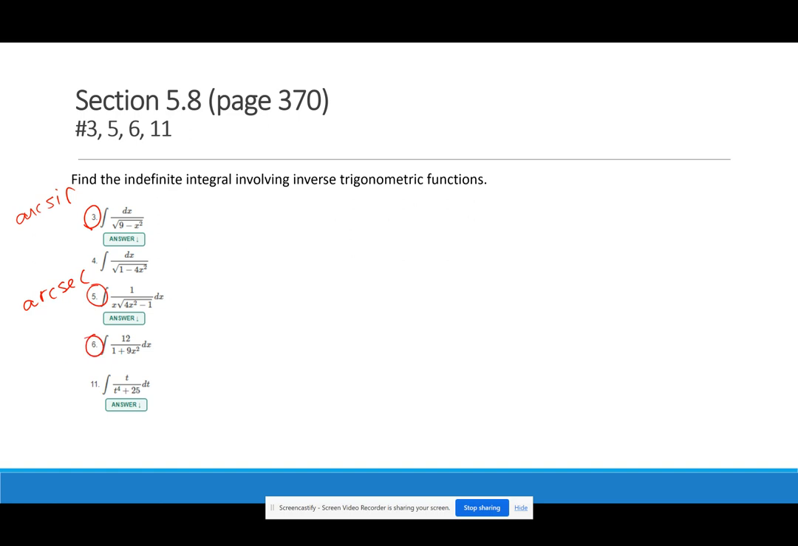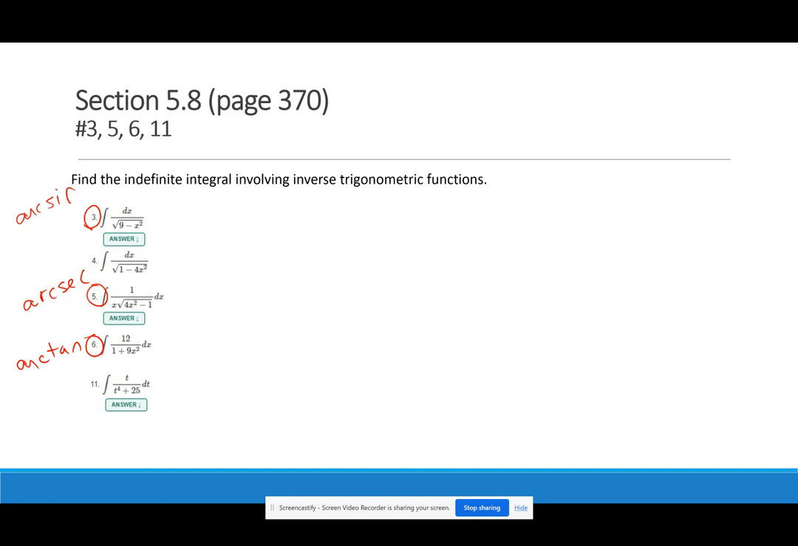Okay. And 6 doesn't have a square root on it. And if I did the derivative of the denominator, it would be 18x, and I don't see an x up there where the 12 is. So it's not just like a natural log type problem, it's something else. And then I realize it fits the arctan formula there.